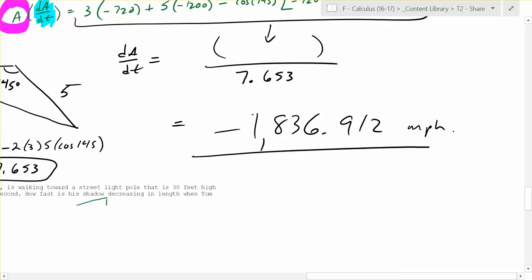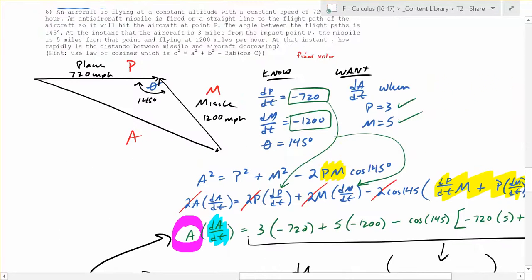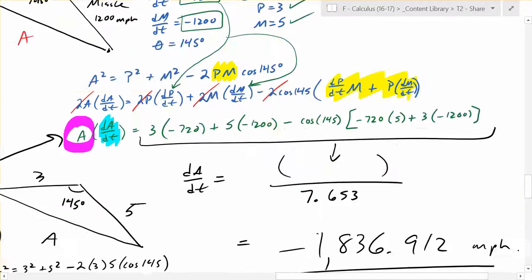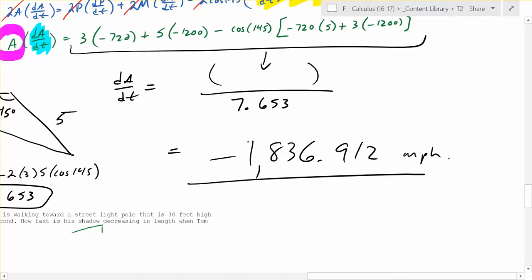Can you explain that? Look, if a car's going 60 miles an hour and a car's going 50 miles an hour, how fast are they coming towards each other? 110 miles an hour. You add them together, right? Look at the speeds. What are the speeds of the plane and the missile? 720 and 1,200. If they were pointed at each other, the distance between them would be reducing at 1920, right? Look what we got: 1836. It should be a little less than that, right? Or more because it's negative, right?